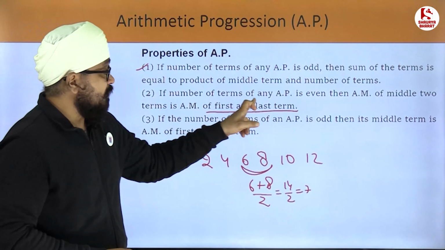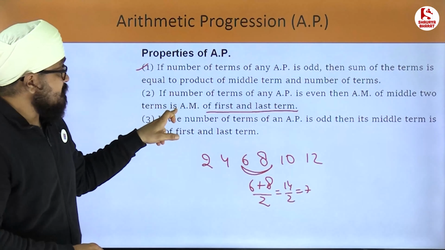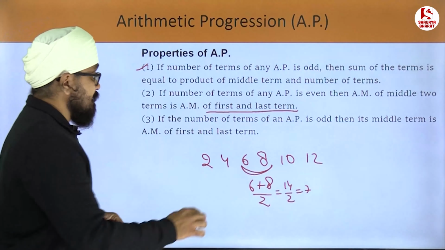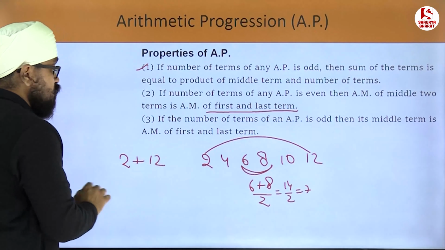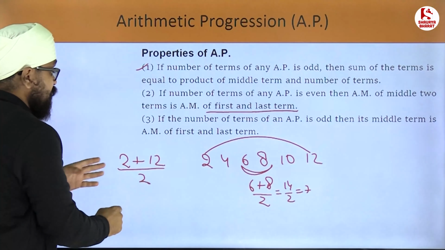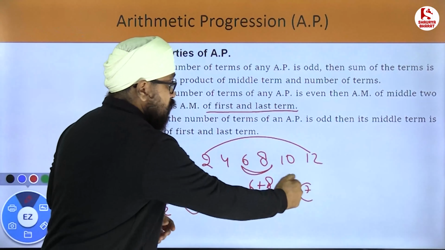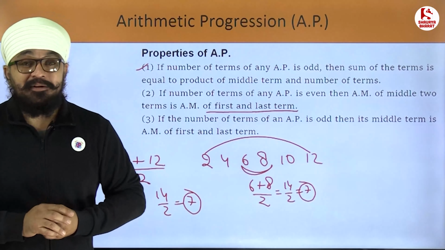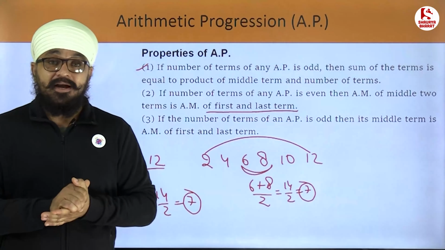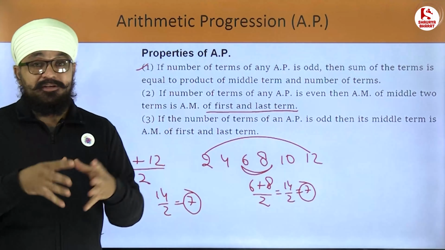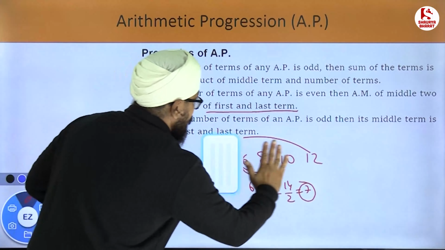That is, when the number of terms is even, the arithmetic mean of the middle terms is the arithmetic mean of the first and the last. If you take the first and the last, you can see 2 and 12. When you take the arithmetic mean of these, that also comes out the same: 7. So whenever you want to find the arithmetic mean of an even number of terms, take the middle two terms and find their arithmetic mean, or take the first and last term and find the arithmetic mean between them. This is again one of the important properties that you can keep in mind.